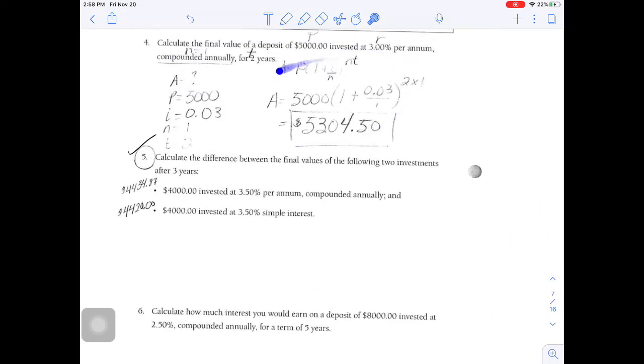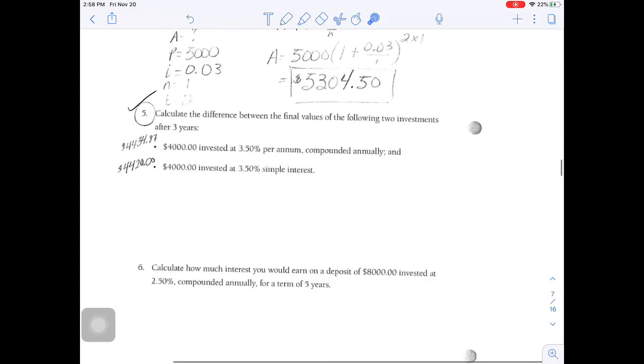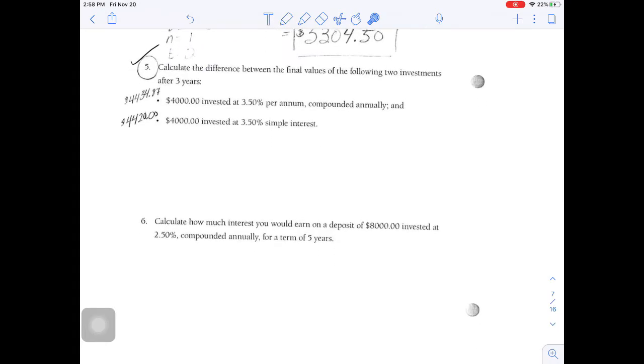Here's another one. Work through it and see how they list all of their stuff. That's what we're going to do as well. So calculate the difference between the final values of the following two investments after 3 years. Okay, so $4,000 invested at 3.5% per annum, compounded annually. Okay, so number 5 here, we're gonna work with option 1.